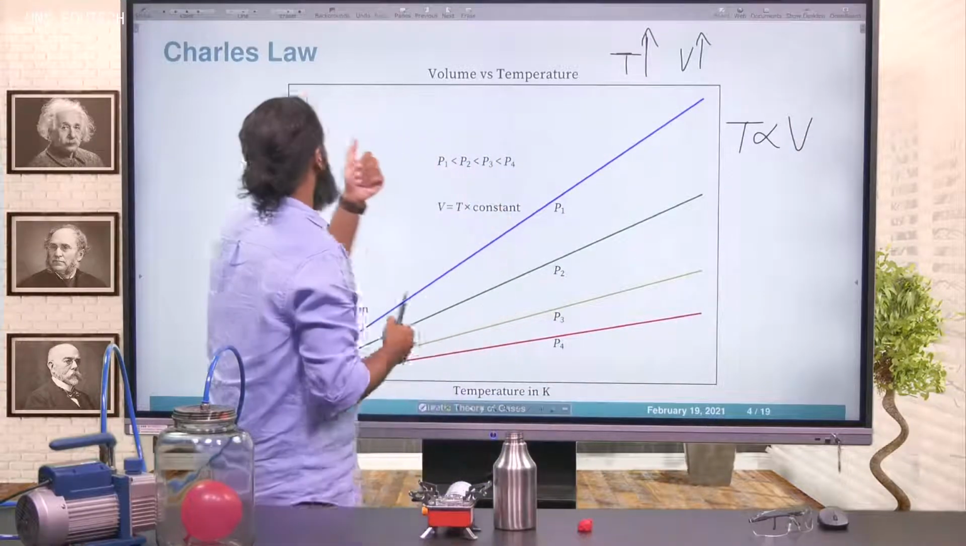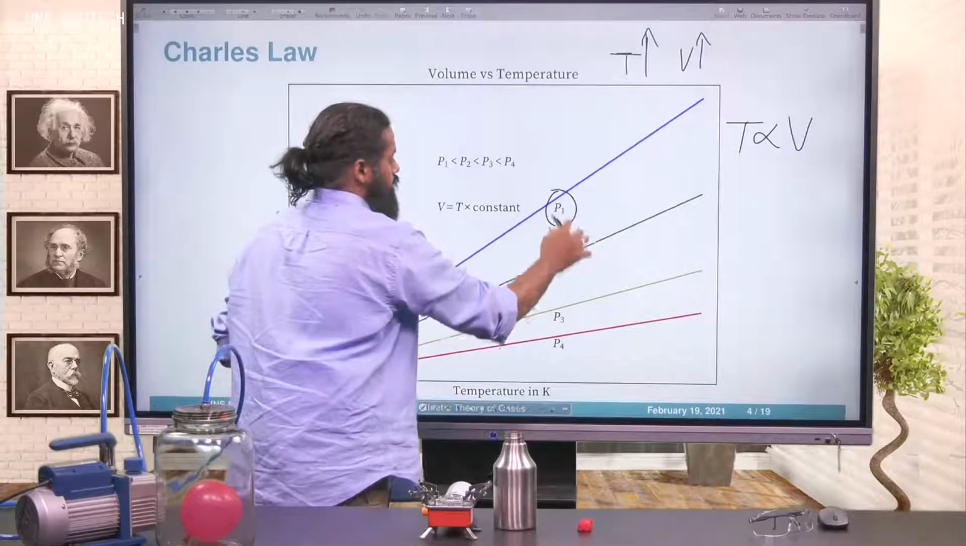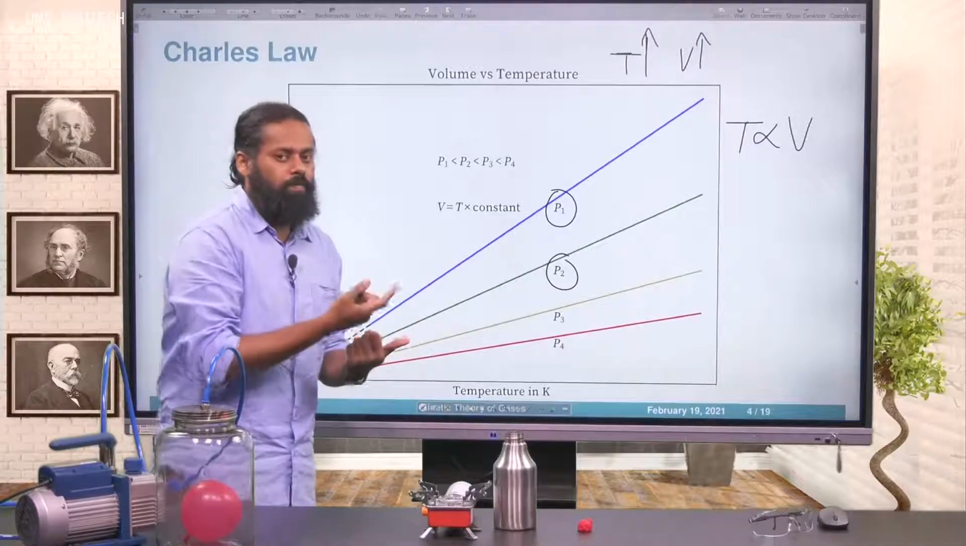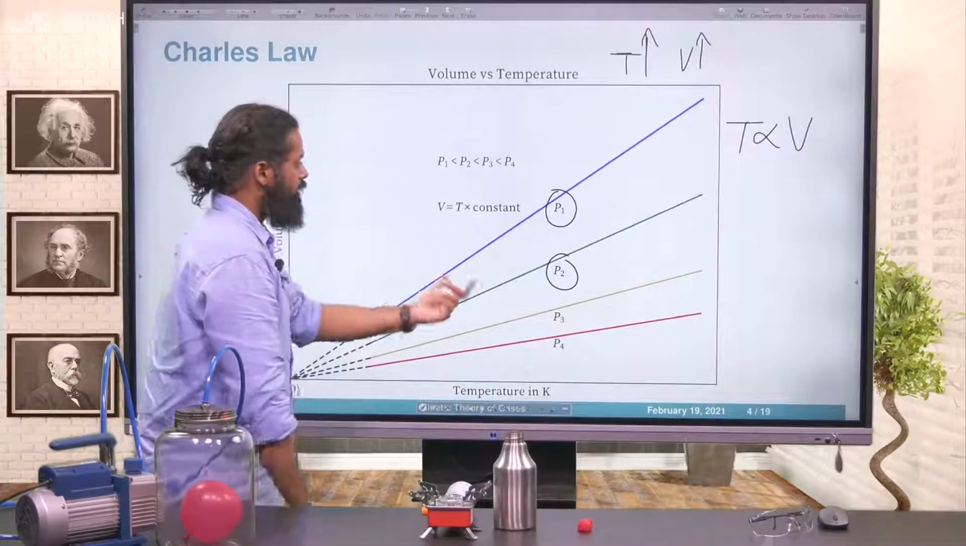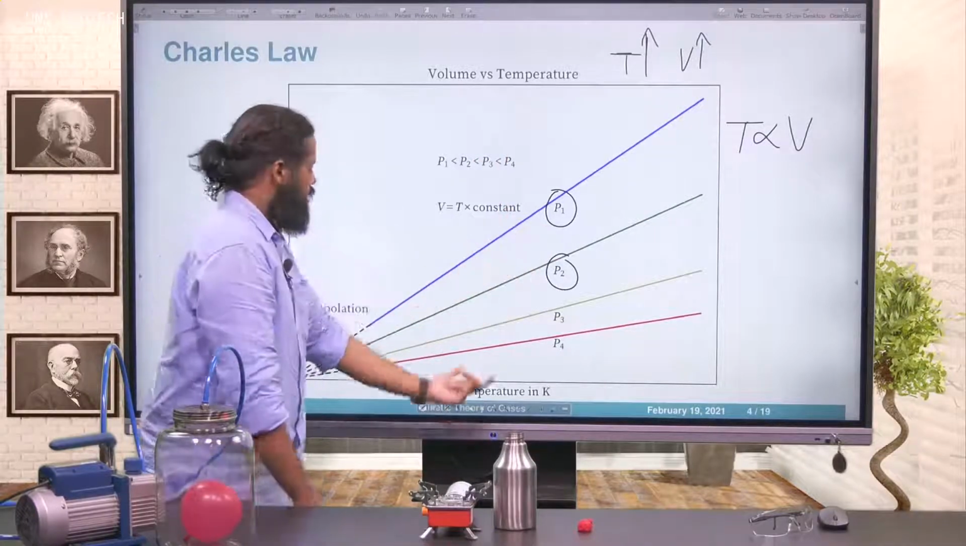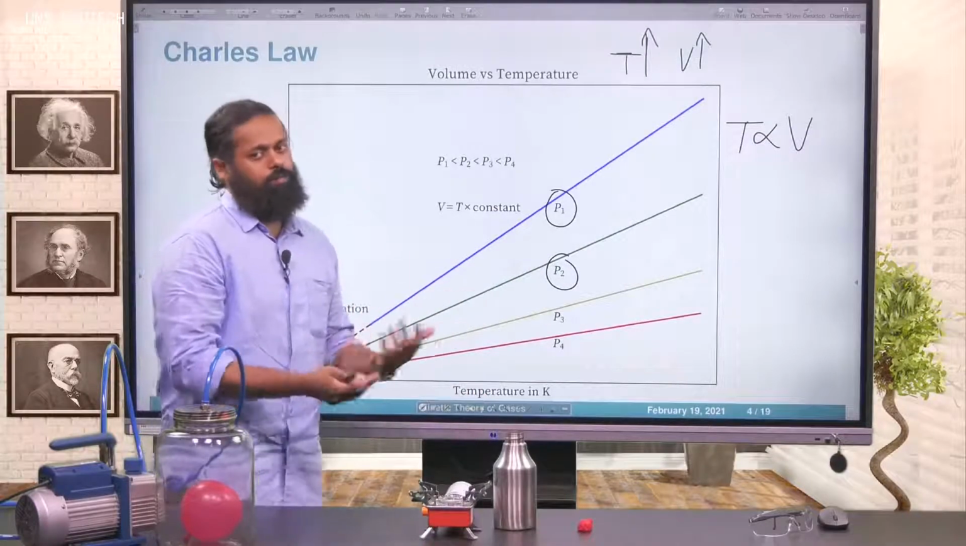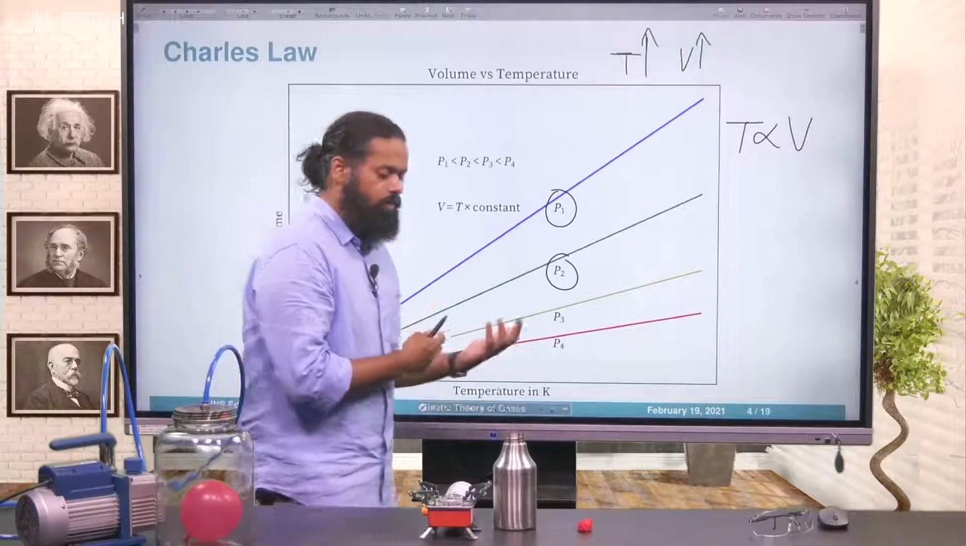Again, we can see that this is happening at constant pressure. It's a very, very important concept. The previous one was at constant temperature, where the pressure was inversely proportional to volume. Here at constant pressure, the temperature is proportional to volume. More temperature, more volume. So that is what Charles' law says.